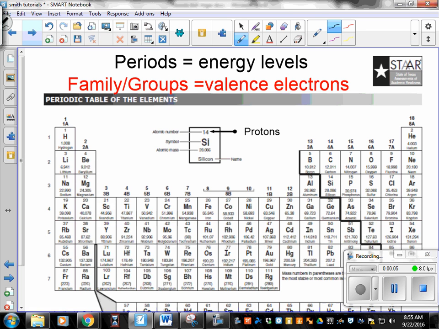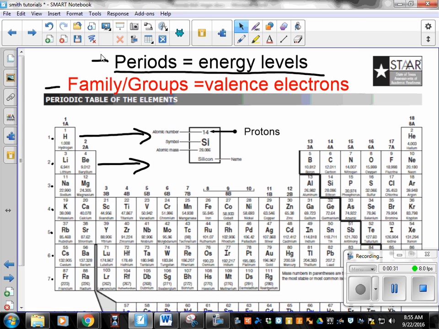This tutorial will go over how periods equal energy levels and how family groups can be determined by valence electrons. So let's start with the periods. There are 7 periods on the periodic table. So I'm going to put a period after the numbers 1, 2, 3, 4, 5, 6, 7. Periods go across the periodic table. Okay? Then for family groups equals valence electrons.